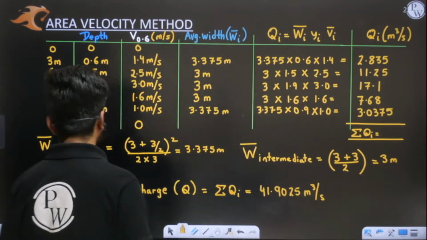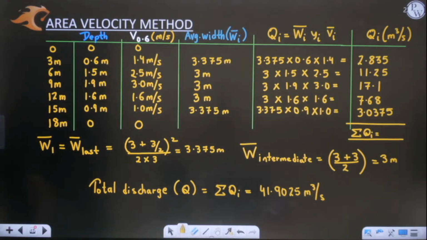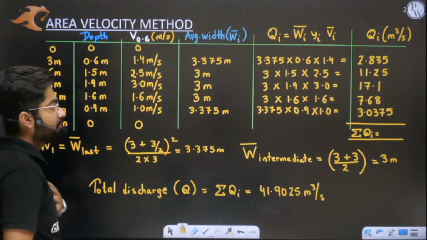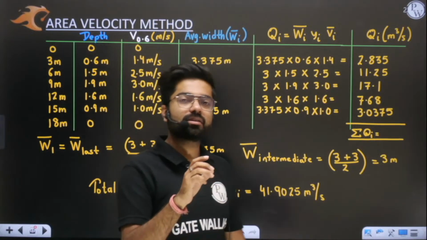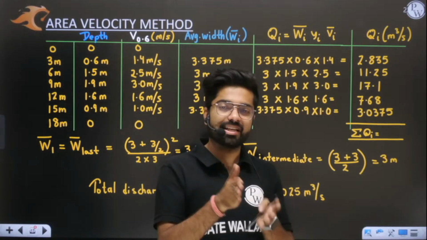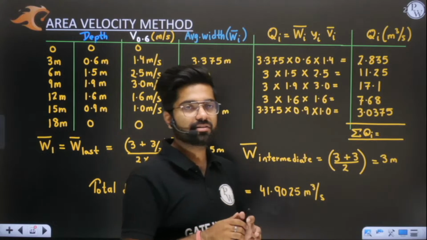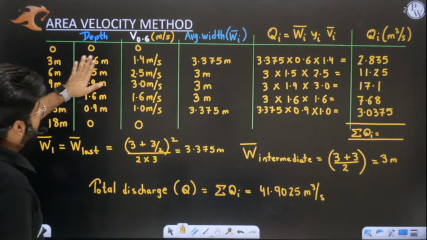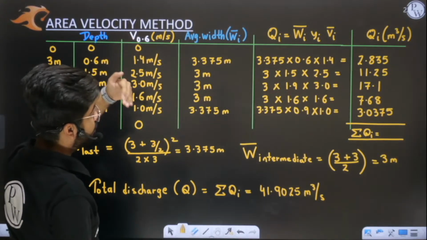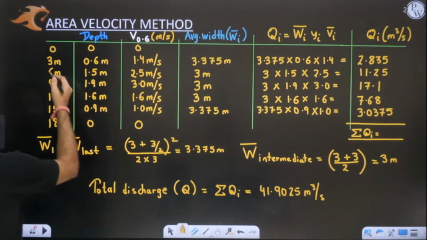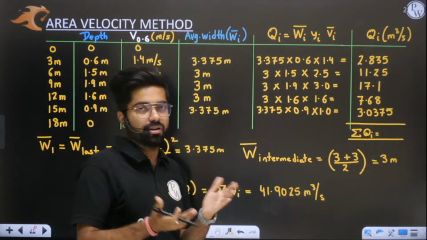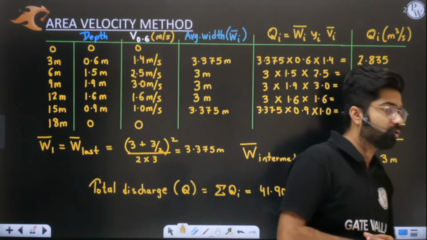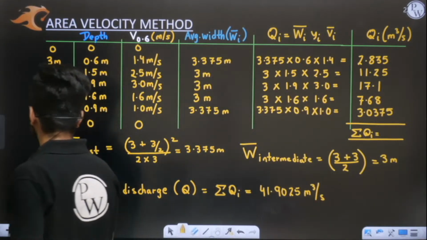So this is how we use the area velocity method: we divide the entire river into small segments and consider each segment as a rectangular segment. We find the average width of each segment, the depth is already measured, and we also measure velocity by moving the boat at different intervals. In this example we have taken a 3 meter interval gap, but it can be different, so for that you have formulas.